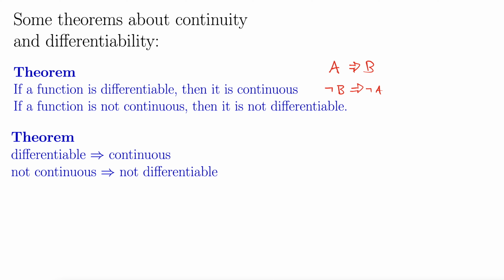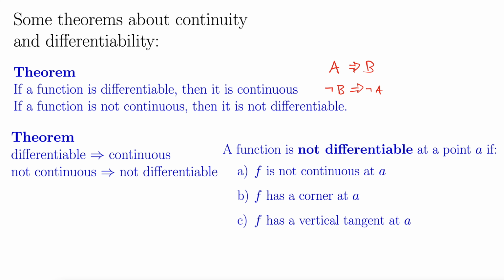So this leads us to three instances in which a function is not differentiable. A function is not differentiable at a point A if f is not continuous at A, we already know that. f has a corner at A, and f has a vertical tangent at A. So let's look at why that's the case with just some very simple examples.